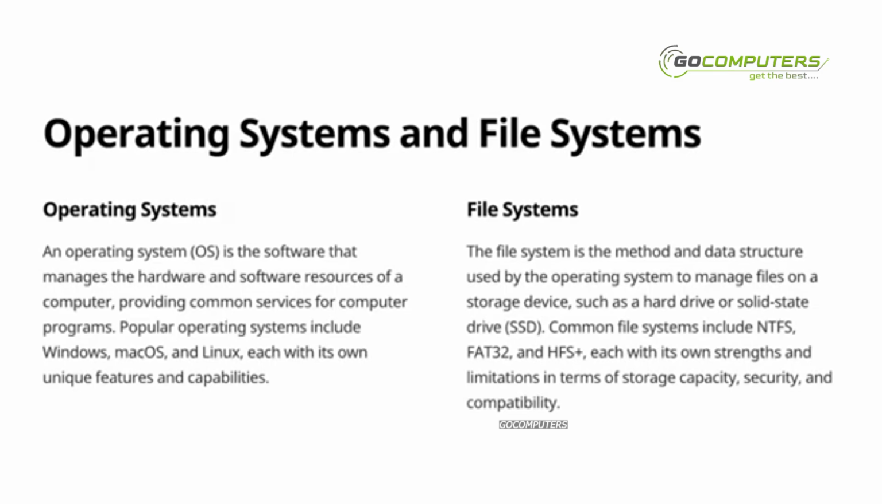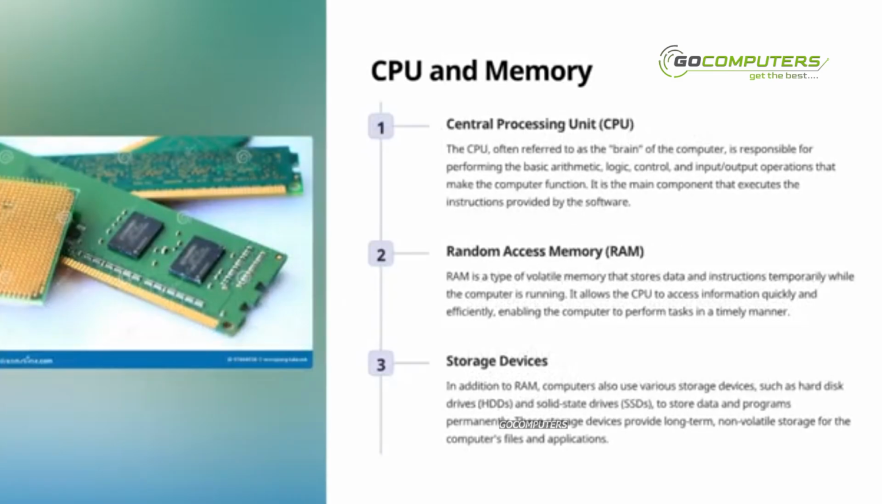File systems. The file system is the method and data structure used by the operating system to manage files on a storage device, such as a hard drive or solid-state drive (SSD). Common file systems include NTFS, FAT32, and HFS+, each with its own strengths and limitations in terms of storage capacity, security, and compatibility.